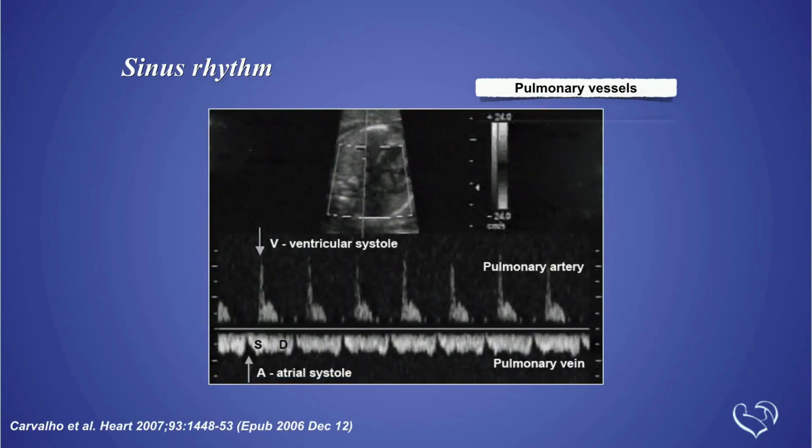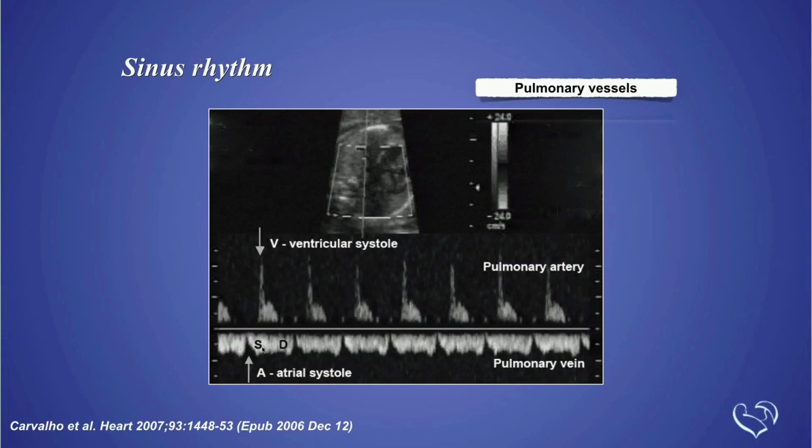There are lots of sites to look at the Doppler signal. That's my preferred one. I've described this many years ago, more than 10 years ago now, to do pulmonary vessels simultaneously, pulmonary artery and pulmonary vein, and this is the classical, comes from the paper in 2007. You can see here you put a sample volume in the lung parenchyma, wide enough to capture artery and vein, and you have your atrial systole, and you have your ventricular systole going towards the lungs.